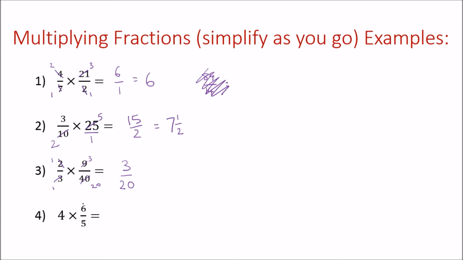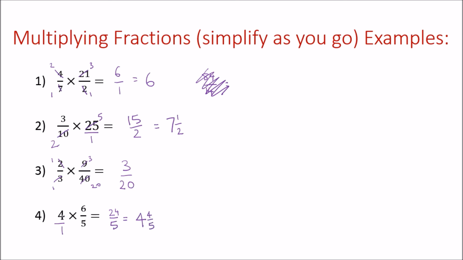Alright, 4 times 6 over 5. Remember, this is 4 over 1. So let's look up and down, no. Up and down, no. 4 and 5, do we have a common factor? No. 1 and 6, do we have a common factor? No. So I've put this one in here as a little trick to show you sometimes we can't simplify common factors. Sometimes we do just need to go 4 times 6 is 24. 1 times 5 is 5. Right, and then that is going to be 4 lots of 5 with 4 parts left over, 4/5.